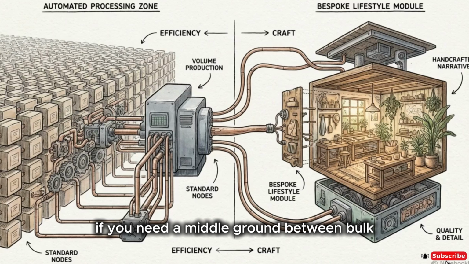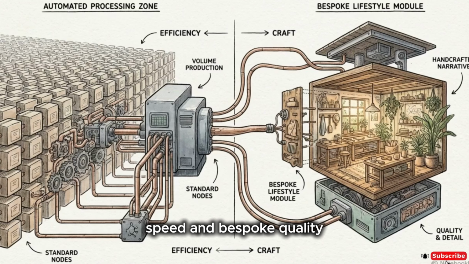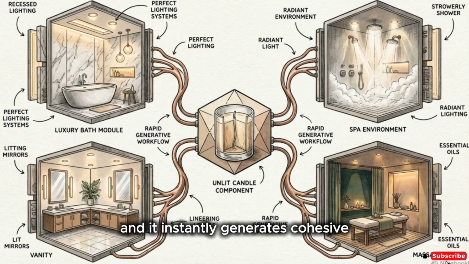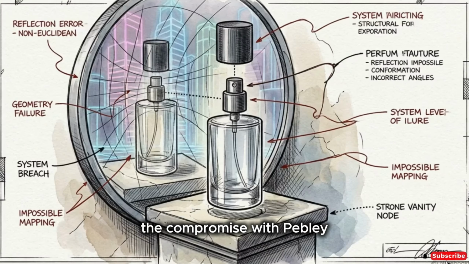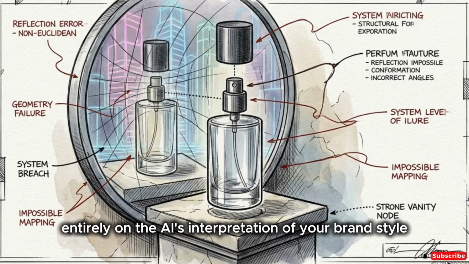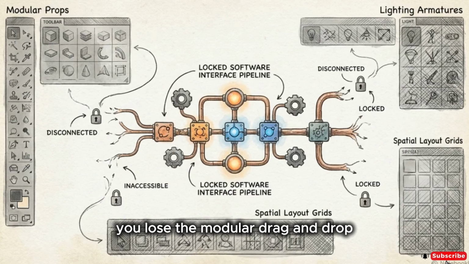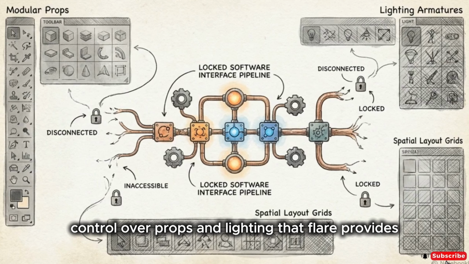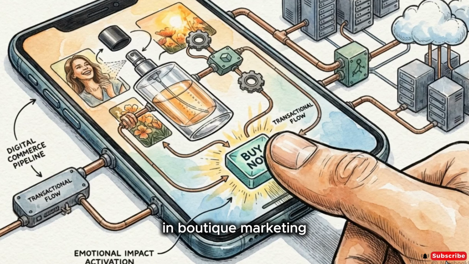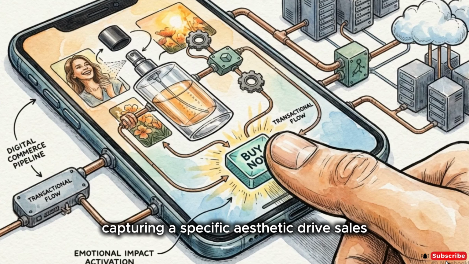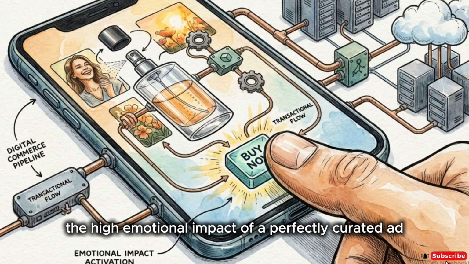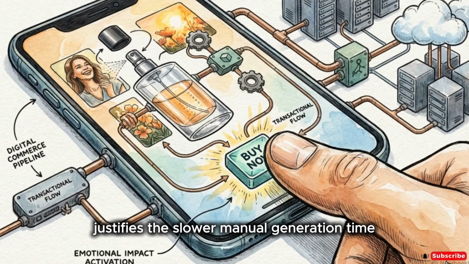If you need a middle ground between bulk speed and bespoke quality, Pebbly provides an alternative. You upload a single image, and it instantly generates cohesive, brand-matching lifestyle scenes. The compromise with Pebbly is that you are relying entirely on the AI's interpretation of your brand style. You lose the modular drag-and-drop control over props and lighting that Flare provides. In boutique marketing, capturing a specific aesthetic drives sales. The high emotional impact of a perfectly curated ad justifies the slower, manual generation time.